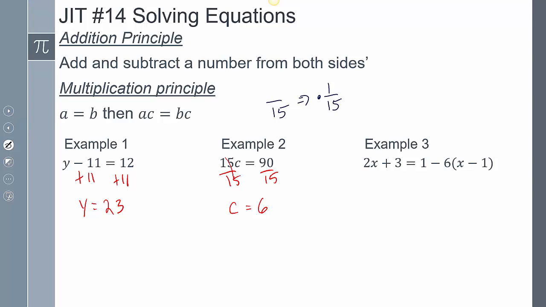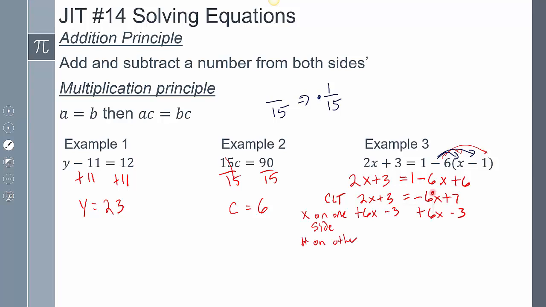And so sometimes we're going to have to combine multiple of these principles together, like a bunch of them. And so I can distribute this negative 6 through. If I do that, rewriting it, negative 6 times x is negative 6x, negative times a negative is a positive 6. So now on both sides I want to combine like terms, so this 1 and the 6 combine together. And now that I have terms on both sides, I can bring all the x's to one side. And so I'm going to add 6x to both sides, bring all the numbers to the other, so I'm going to minus 3 on both sides. So 2x and 6x is 8x. 7 minus 3 is 4. Then divide both sides by 8, and I get x equals 1/2.